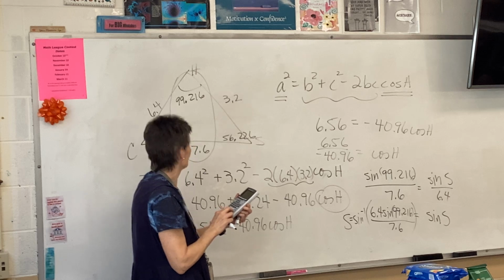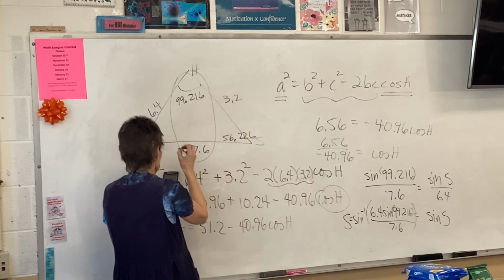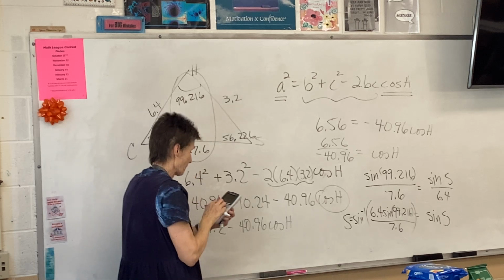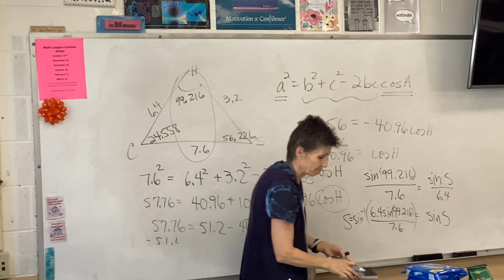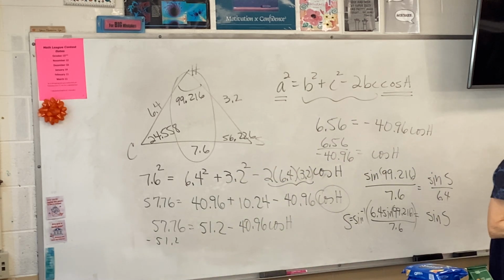Are you using the rounded one or using the actual? Jake, we have to put it in sine negative 1. So 24.558, because you're finding an angle. Yeah, so when you are finding an angle, Jake is exactly right. When you are finding an angle, you have to do inverse something.